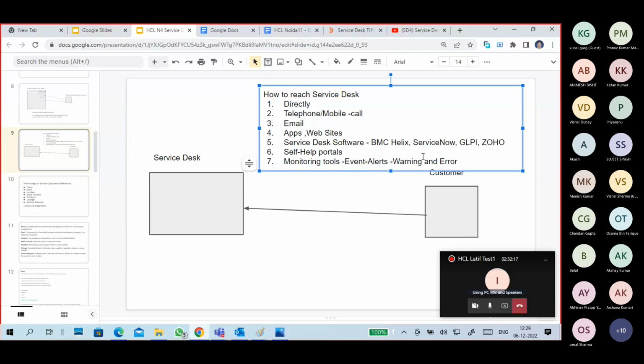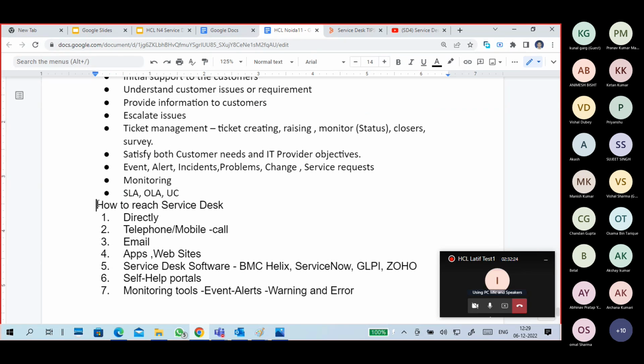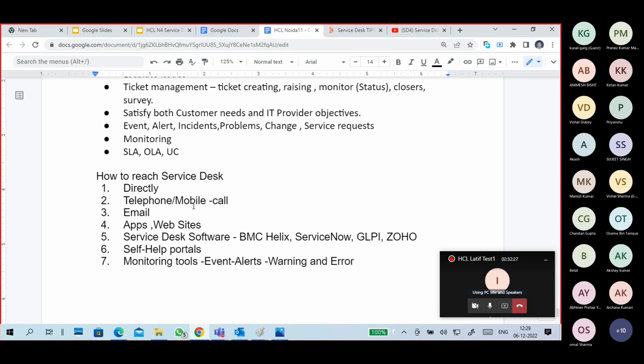This is how you can reach the service desk. That's a point, just before I forget. I didn't include it there because I had taken a long story. How to reach a service desk? For example, I am here and I have some issue. I'll go directly to the service desk person because I'm an internal customer and both of us are on the same floor. So I can go directly.